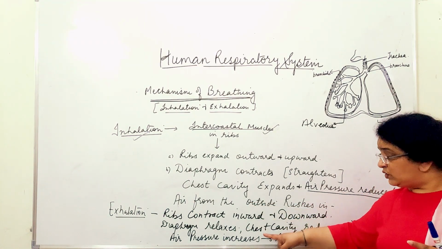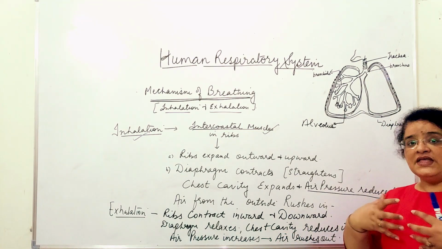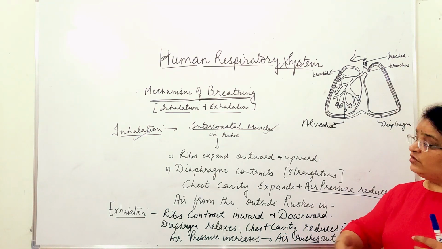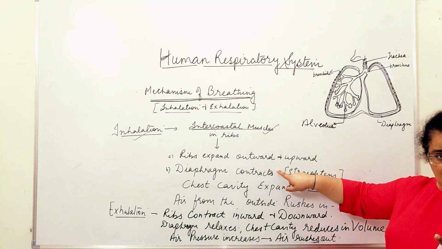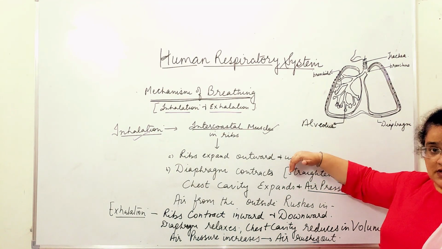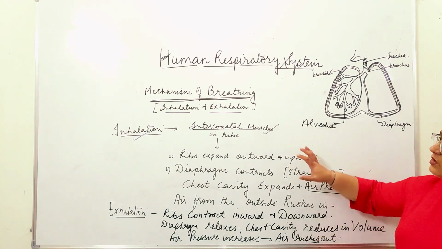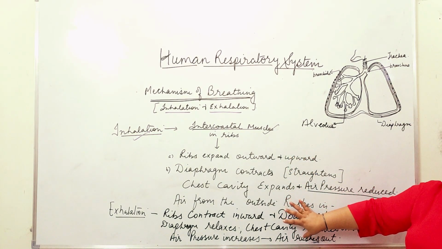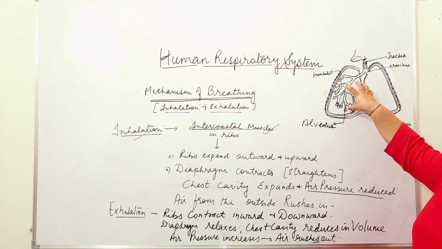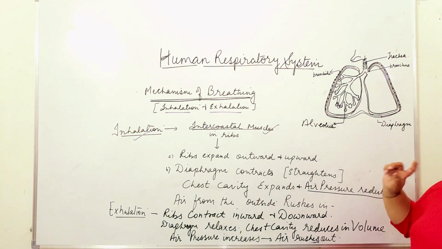And here, due to the reduction in the volume, the air pressure increases. So due to the reduction in air pressure, air rushes in. Due to the increase in air pressure, air rushes out. So this is how inhalation and exhalation take place with the help of intercostal muscles and the diaphragm.